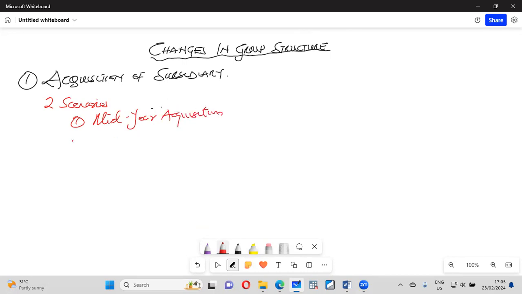Then scenario two, we'll be looking at step acquisition, which was seen in the complex group, the D-shape diagram. So let's pick these things one by one and deal with them. First of all, we look at the immediate acquisition. We've gone through it, so we're just going to refresh ourselves by looking at a past question.